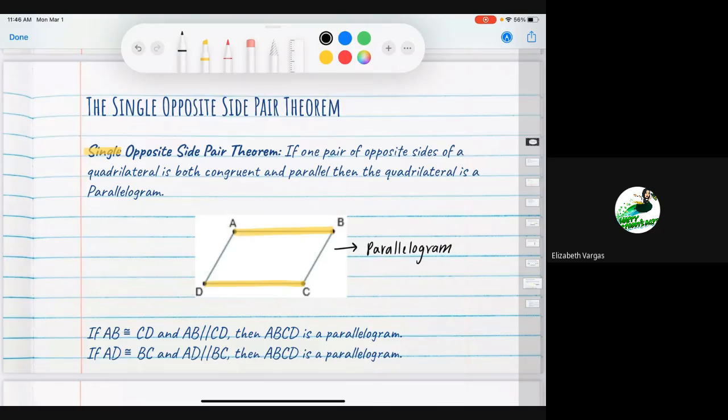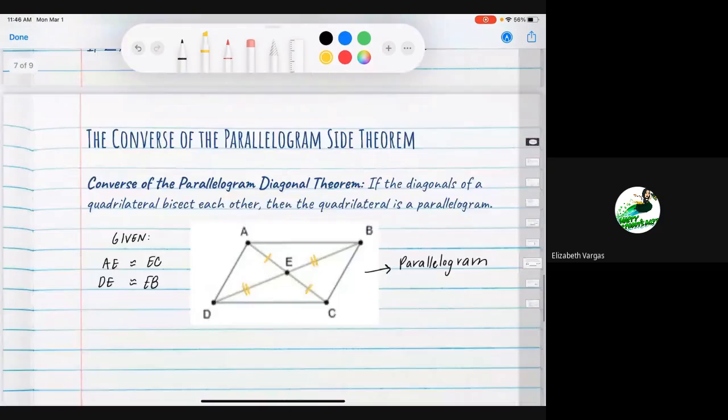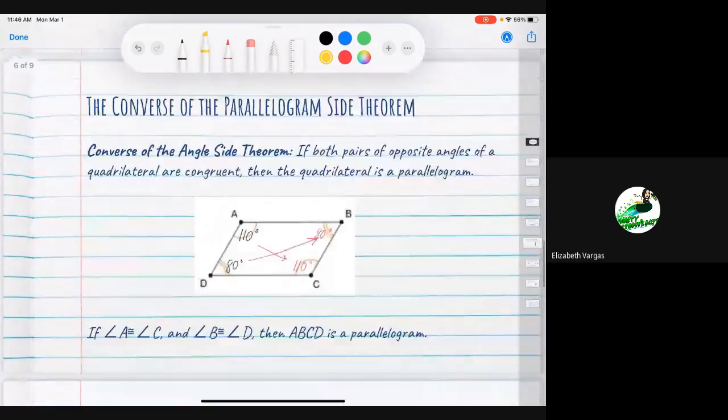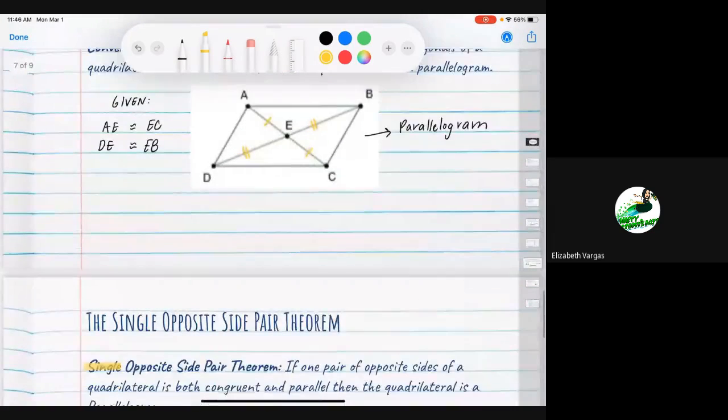Okay, so if all I know is that AB is congruent to DC, then it's a parallelogram. If all I know is that AD and BC are congruent, then that is a parallelogram. So this is the single opposite side pair theorem, which is another way to prove if a quadrilateral is a parallelogram. Okay. So any questions about any of these or what we're even doing? Why we're looking at the converses, what the converses can tell us, what we're even looking for. Any questions?